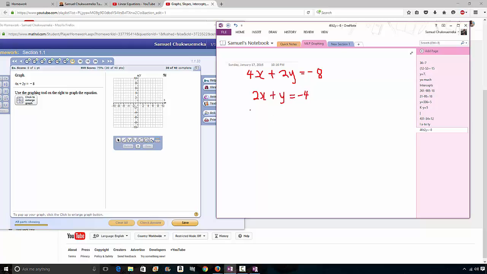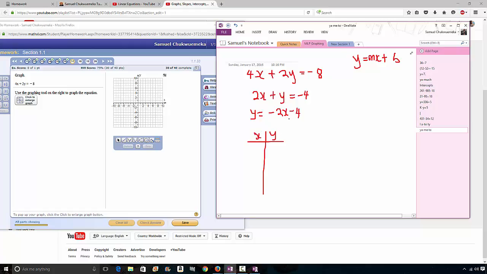Okay? So that means that y is what? Negative 2x minus 4. Or minus 2x minus 4. Negative and minus means the same thing. So this is now in y equal to mx plus b, slope-intercept form. So I have my x here and I have my y.